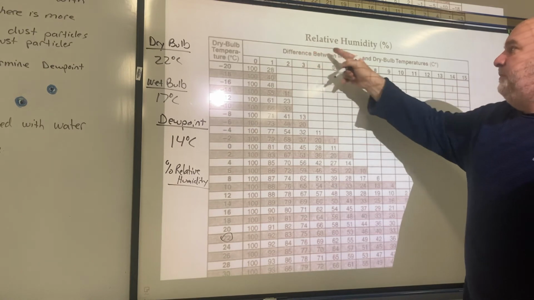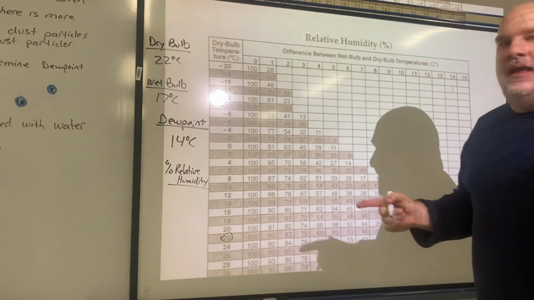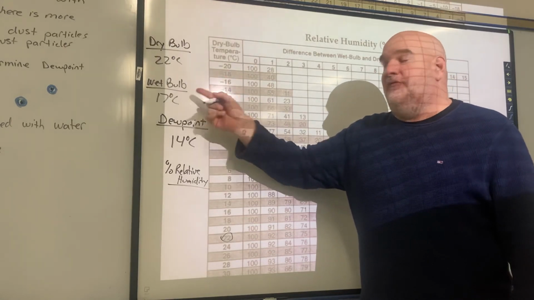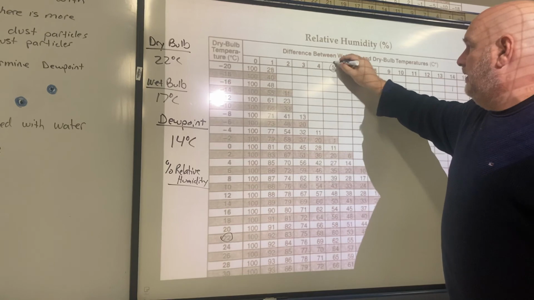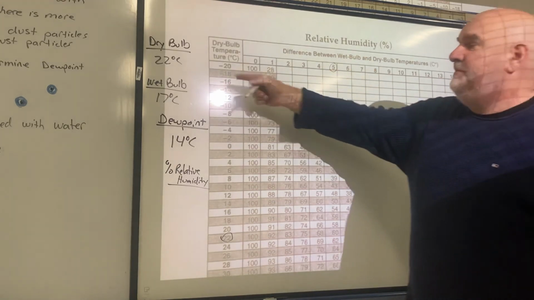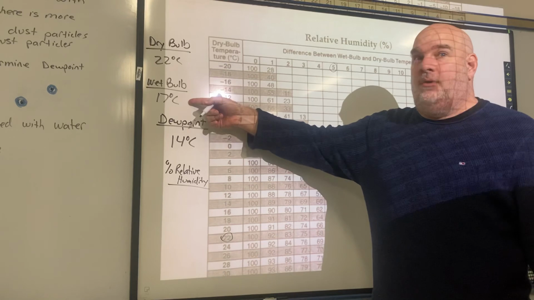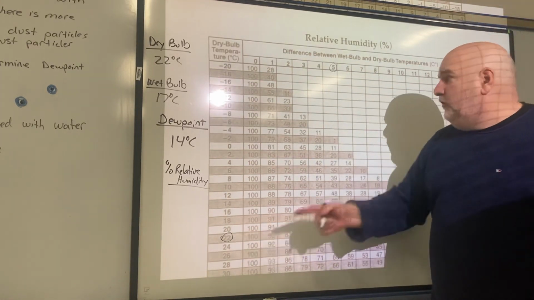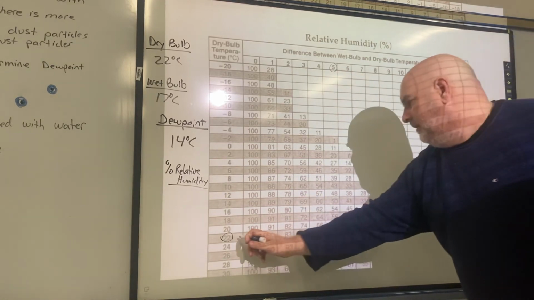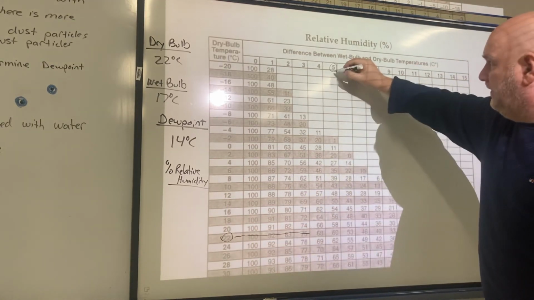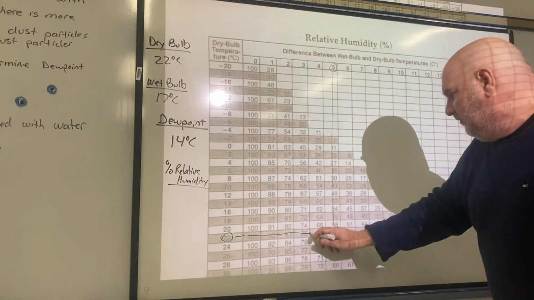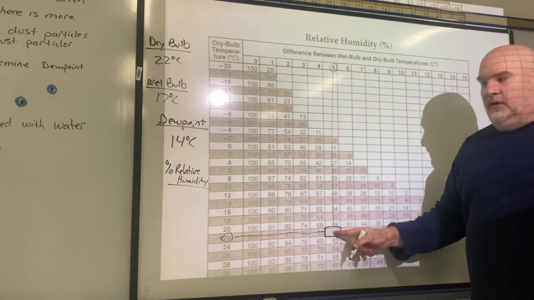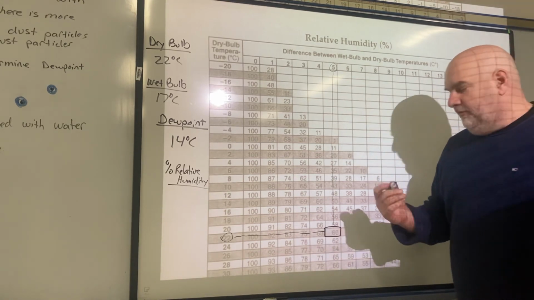Here it says difference between wet bulb and dry bulb, so again I need to subtract those two numbers. 22 minus 17 is 5. Where this number comes from is I take the dry bulb temperature and subtract the wet bulb temperature. That's the difference between them. So dry bulb 22, difference 5. I come over like that and come down like that. What that tells me is the percent relative humidity in this room right now is 60%.